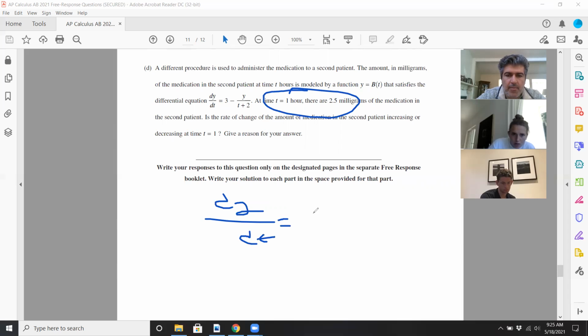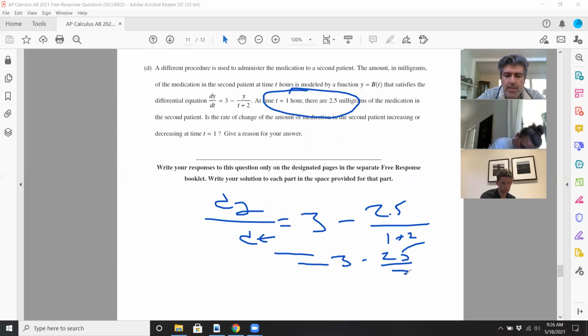Well, really, you're just plugging into dy over dt. So you plug in 2.5 for y and 1 for t. It's 3 minus 2.5 over 3, which of course is a positive number, right? So your rate of change is positive. But we actually needed the second derivative. Still, plugging in 1 and 2.5 was good. We should do that regardless, because we do need to know what dy over dt is.